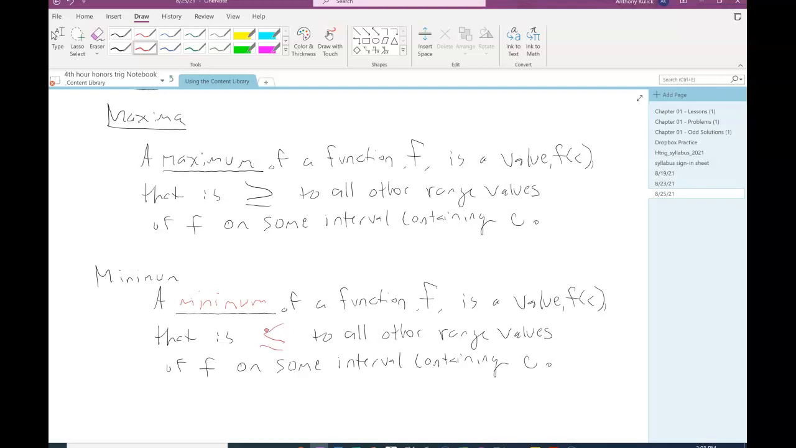Minimum. Oh, minima is the plural. Sorry. And I can't spell worth beans, so minimum, right? That's how you spell it.